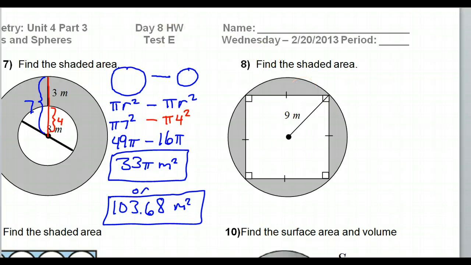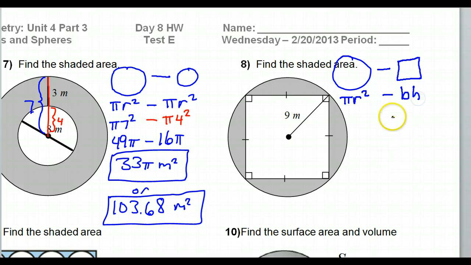I'm hoping you can see that the outer shape is a circle. So we're going to be doing circle minus, and then the inner shape is a square. So we will do circle minus square. When we do the area of a circle, we will be doing pi r squared. When we do the area of this square, we're going to be doing base times height, because that's how you find the area of a square.